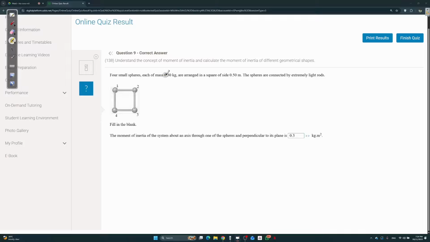4 small spheres, each of mass 0.3, are arranged in a square of side 0.5, and they're connected by extremely light rods. What is the moment of inertia of the system about an axis through one of the spheres perpendicular to its plane? So basically, you want to take one of these spheres as an axis. So let's take sphere 4 as the axis over here. Okay, let's take this as the axis. So the moment of inertia of 4 will be cancelled out since we're taking that one as an axis.